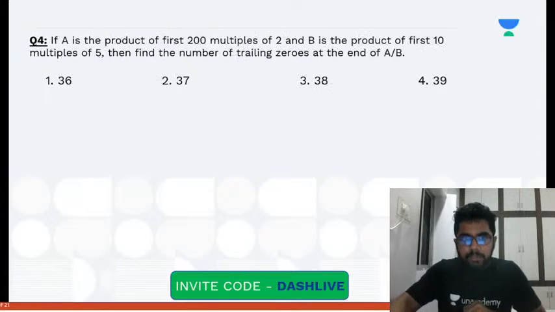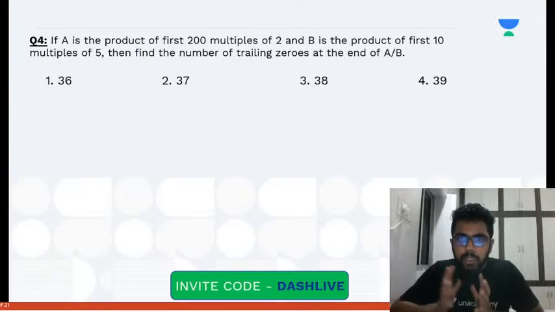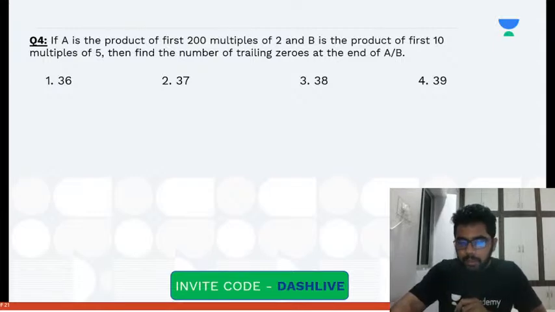Yes, correct, Andrea, correct. Let us see this one. Question number 4. A is the product of first 200 multiples of 2 and B is the product of first 10 multiples of 5. Then find the number of trailing zeros at the end of A by B. So how will we calculate this? Any answers on this?